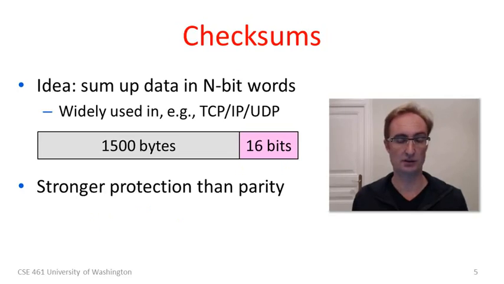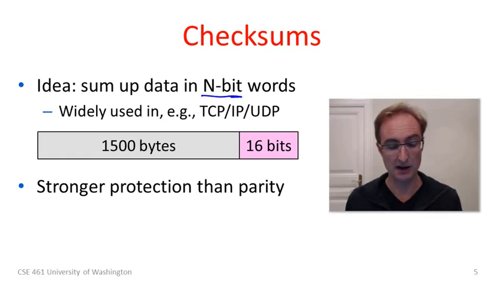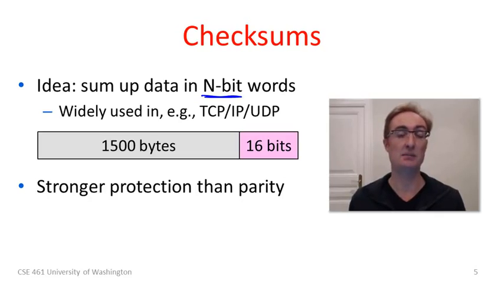Here's a stronger alternative, and one that's used in practice much more widely today. The idea here, in a checksum, is to sum up data, much as we did with parity, but instead of using a single bit, we're going to sum up the data in terms of n-bit words and use an n-bit checksum, or n check bits. For example, TCP, IP, and UDP all use a 16-bit checksum.